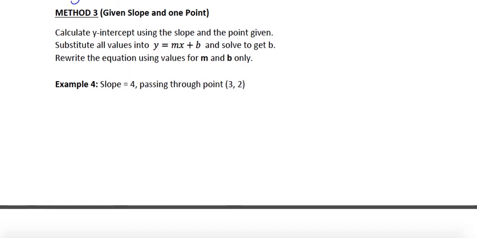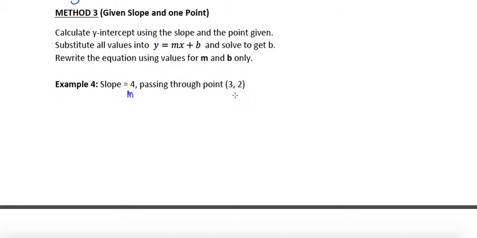So for method 3, we're going to first calculate the y-intercept using the slope and the point that's given. We're going to do that by substituting all the values that we know into the equation y equals mx plus b, and then solve to get the b. And once we've found that value for b, we're going to rewrite the equation using the values for m and b only. So we're going to start by identifying what each of these values mean in terms of our equation. Your slope, we know, is represented by the letter m.